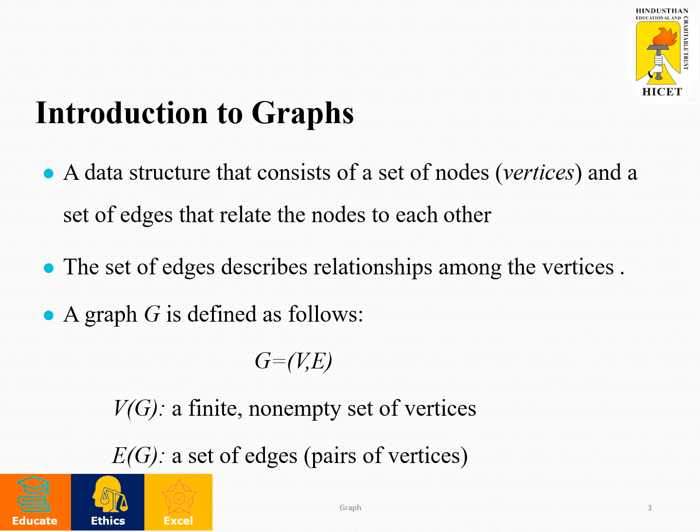So graphs is the non-linear data structure in which it consists of vertices and edges. It consists of set of vertices and set of edges. The vertices can be denoted by V and edges can be denoted by E. You can see here the V of G indicates the finite non-empty set of vertices and E of G represents set of edges. So this is the general way to represent a graph or denote a graph. G equal to V comma E.